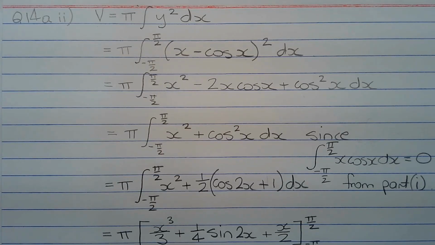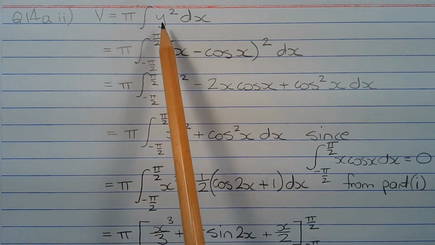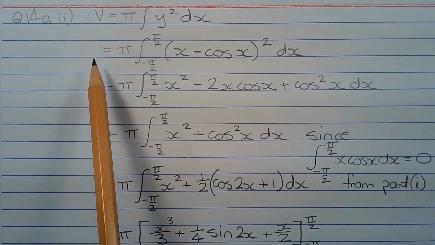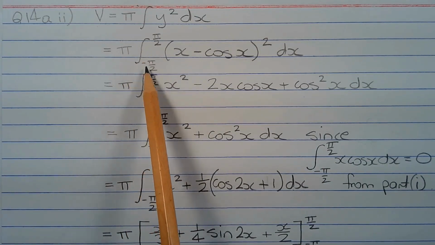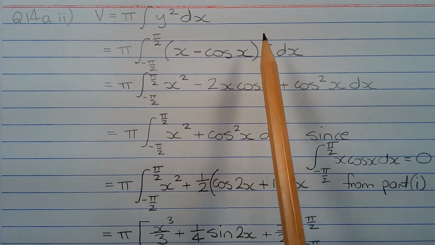Since the volume of the solid of revolution is produced by rotating the curve about the x-axis, the formula for the volume is given by V equals pi times the integral of y squared dx, which equals pi times the integral from x equals negative pi over 2 to x equals pi over 2 of (x minus cos x) all squared dx.